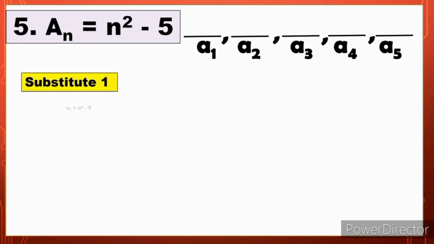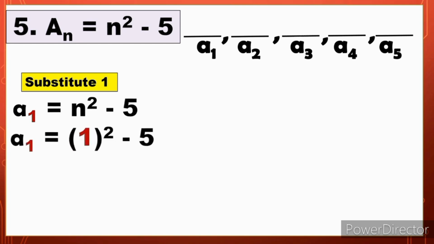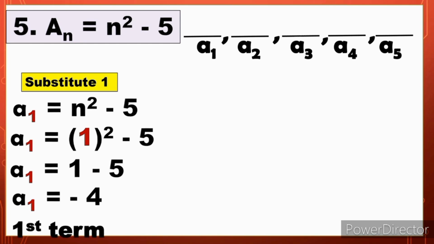Okay, para makuha ang first term, again, substitute natin ang 1. So, a sub 1 equals n squared minus 5. So, again, papalitan natin yung n ng 1. So, it becomes 1 squared minus 5. So, ang uunahin natin is yung may exponent. So, 1 squared is equal to 1. Then, a sub 1 equals 1 minus 5. 1 minus 5 equals negative 4. So, ang a sub 1 natin, ang first term natin ay negative 4.